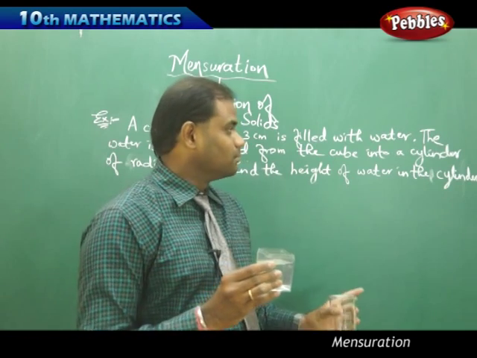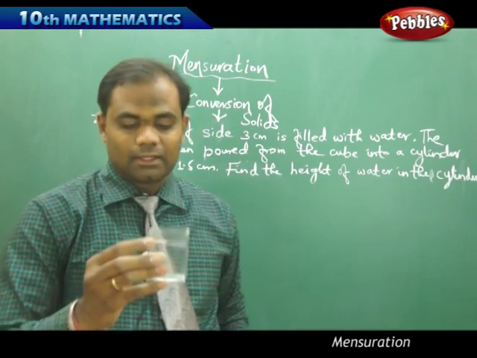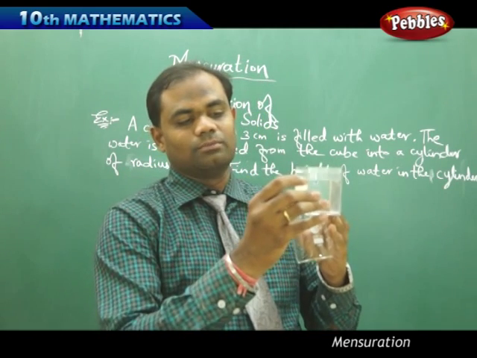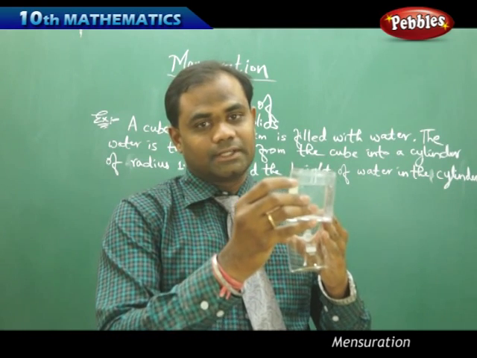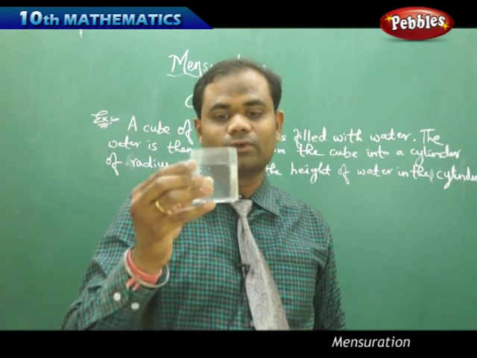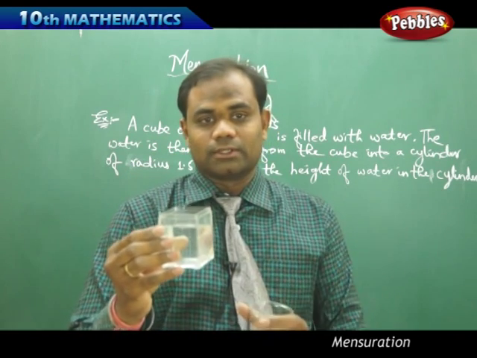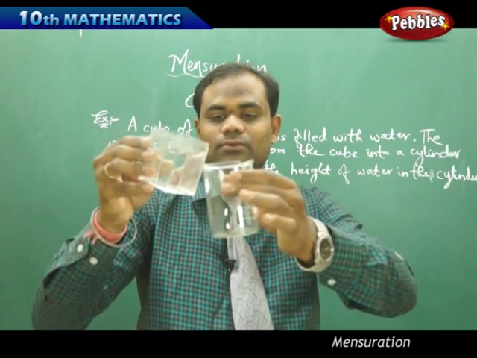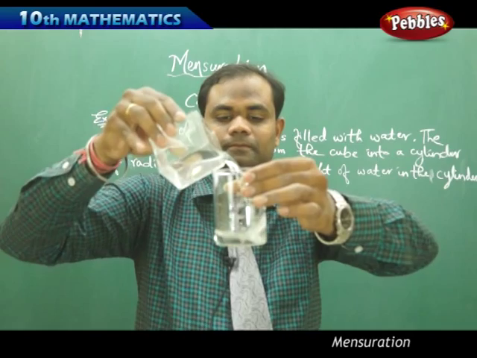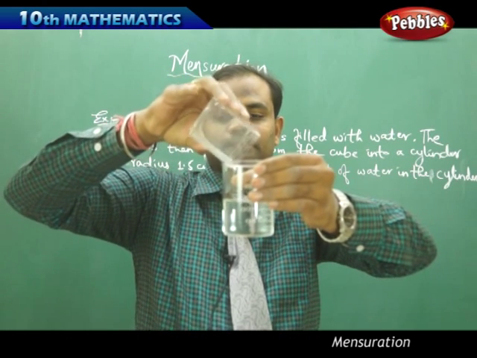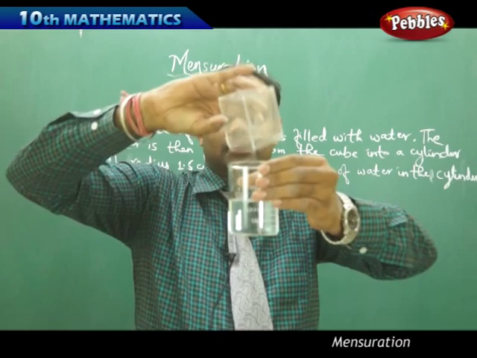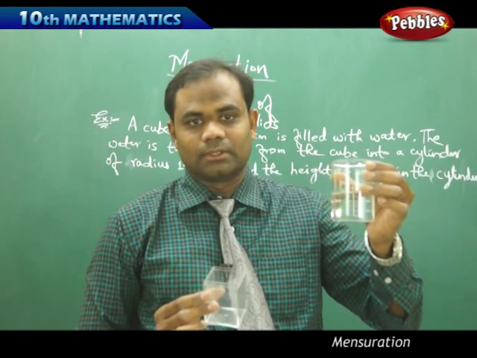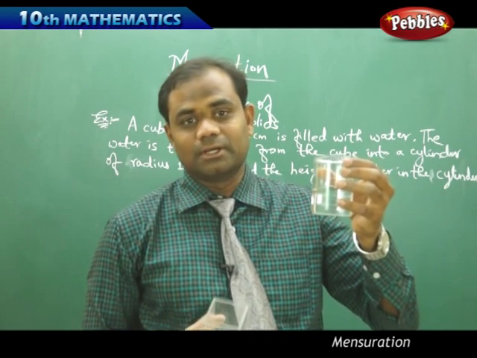If I convert this problem into a real life activity, then I take a cube which is filled with water until here. So I measure this to be a cube, and in the cube of side 3 centimeters I fill this entirely with water. Now this cube filled with water is poured into a beaker. I just pour this water into the beaker. Now this being cylindrical, and this being bigger than this, it definitely cannot be fully filled up. The capacity of this beaker is more.